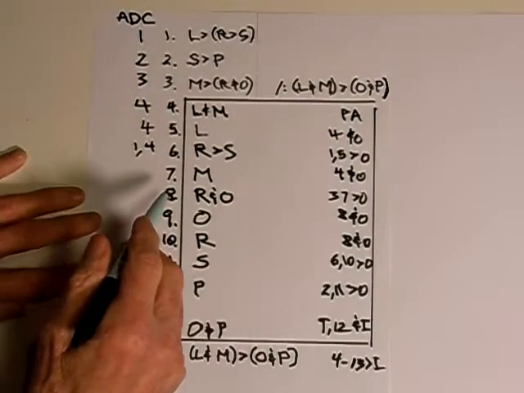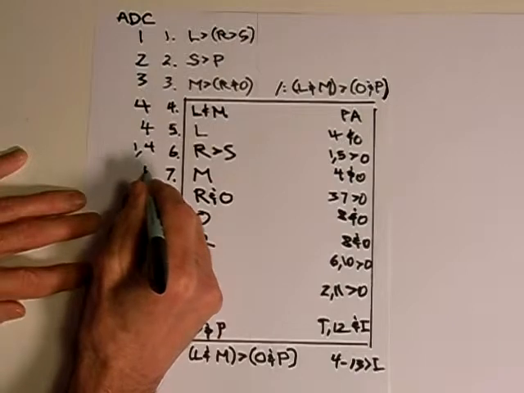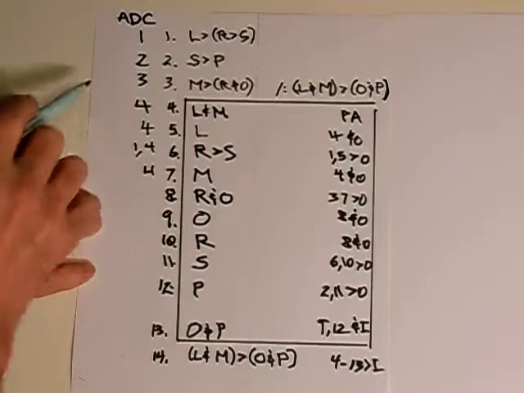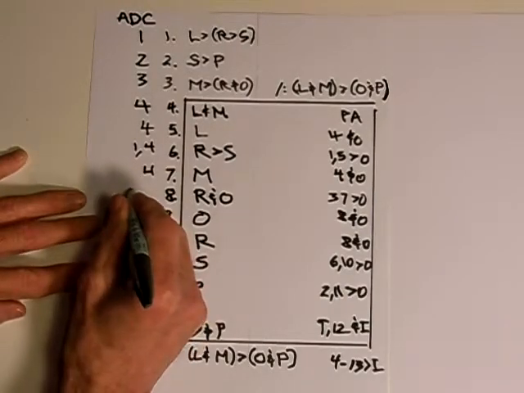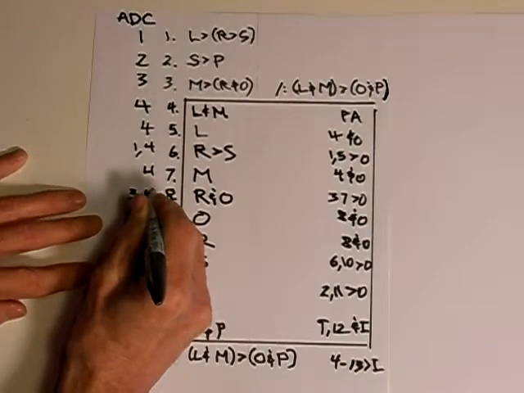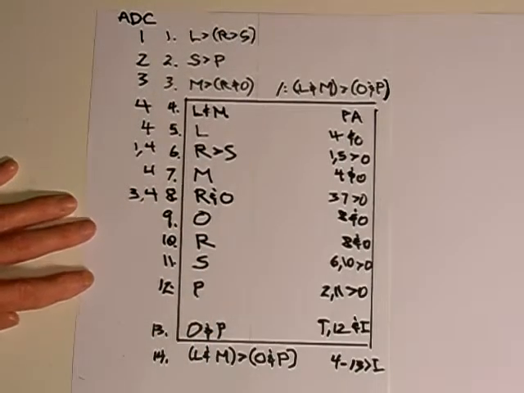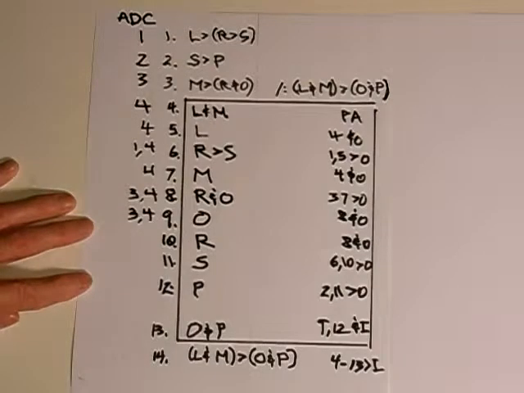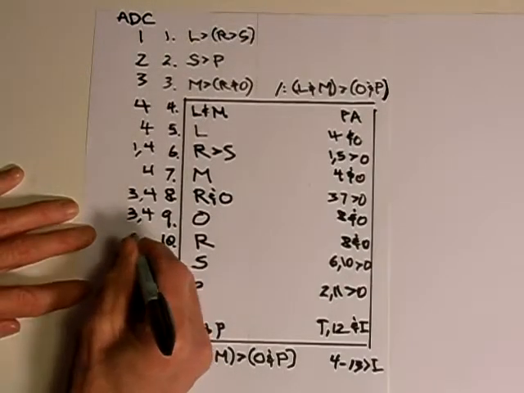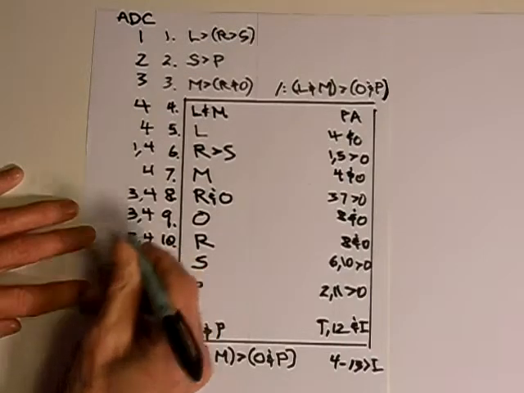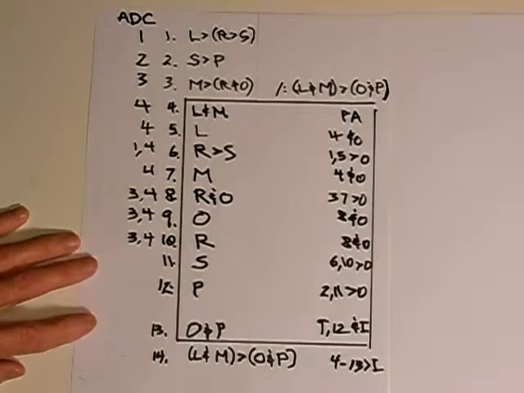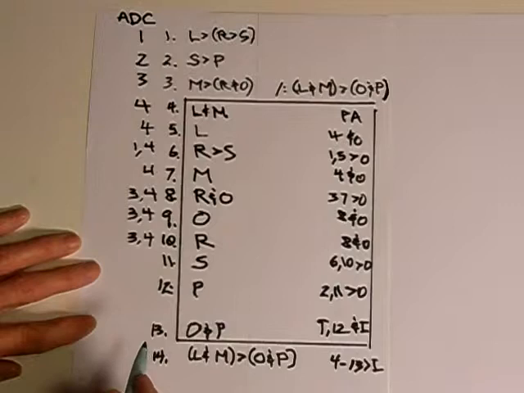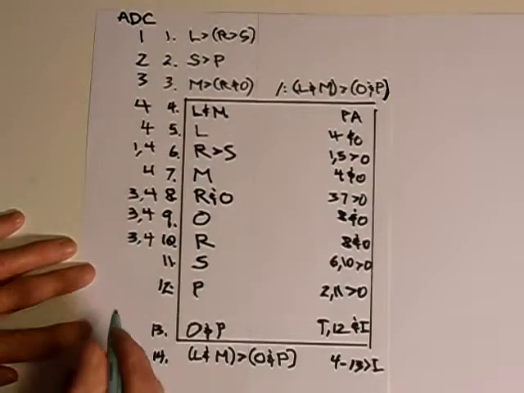Similarly, 7 depends on 4. 8 depends on whatever 3 and 7 depend on, and that's 3 and 4. 9 depends on whatever 8 depends on, 3 and 4. 10 depends on whatever 8 depends on, 3 and 4. 11 depends on whatever 6 and 10 depend on, and that's 1, 4, and 3 and 4. So 11 depends on 1, 3, and 4.